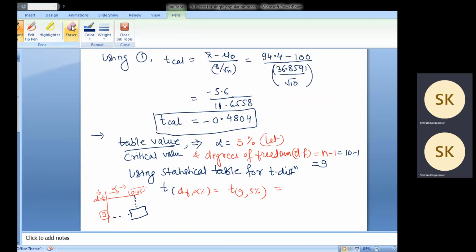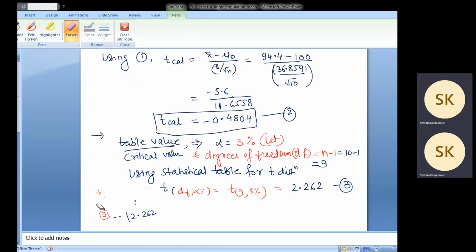So what is that value at the intersection? It is 2.262. Okay, so this is the table value. So you have to compare the calculated value and the table value.